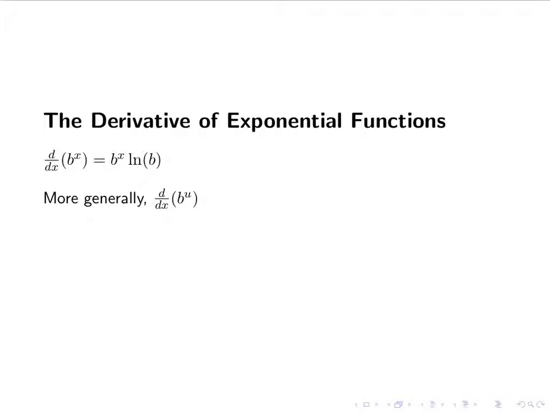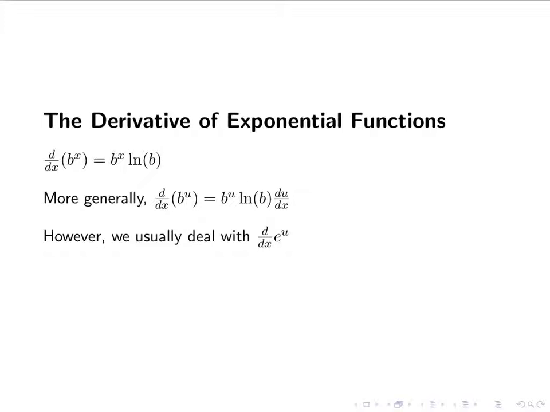More generally, we're going to look at the derivative of b to the u, where u is some function of x. So something like b to the x squared, b to the sine of x, b to the x cubed minus 2x. So we need to use a chain rule. So we have b to the u, again the original function, times ln of b times du dx. So don't forget that the chain rule, you have to multiply everything by the derivative of u, the derivative of that inside function.